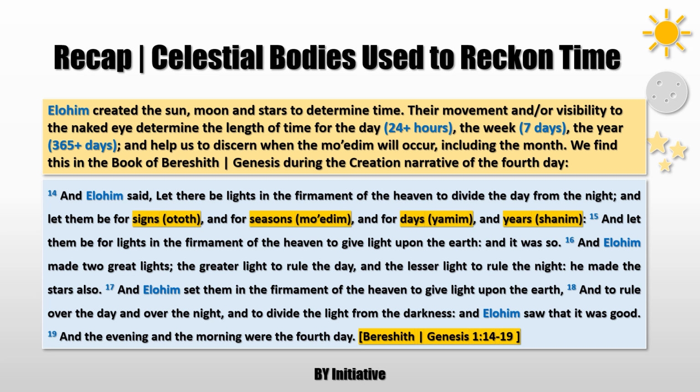Again, the beginning of a month is actually one of the Moedim, Rosh Chodesh. We are commanded to use all the celestial bodies referenced, sun, moon, and stars, to determine time. However, for the month, we are specifically asked to use the moon to reckon time for this division of time.